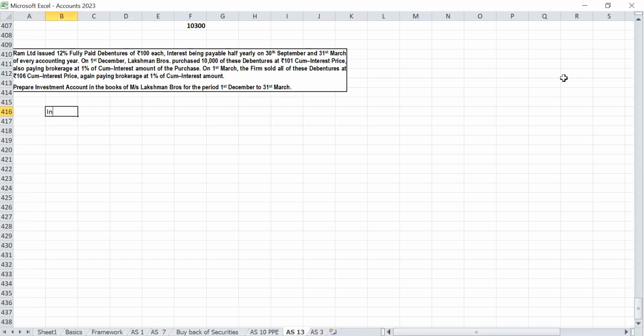In the books of Krishnan and Spruce, investment in Ram Limited 12% debentures. Columns: date, particulars, number of debentures, interest, amount.